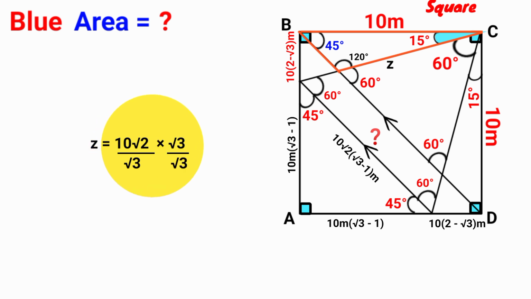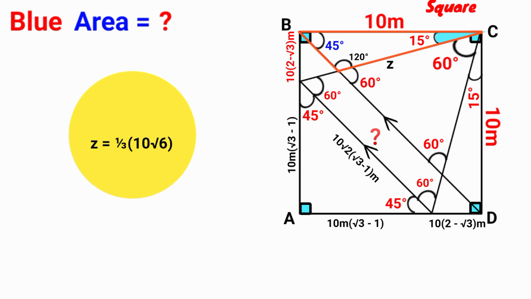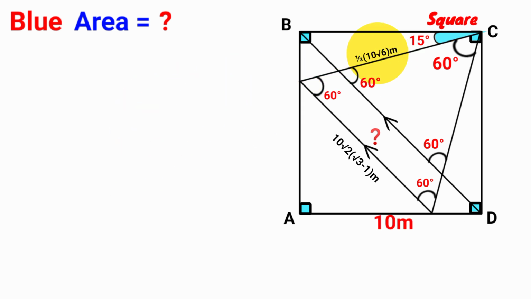Multiply by root 3 over root 3. Root 3 times root 3 is 3, and root 2 times root 3 is root 2 times 3, which is root 6. 10 root 6 over 3 is 1 over 3 open bracket 10 root 6. So Z equal to 1 over 3 open bracket 10 root 6. That is, the length of this side is 1 over 3 open bracket 10 root 6 meters.